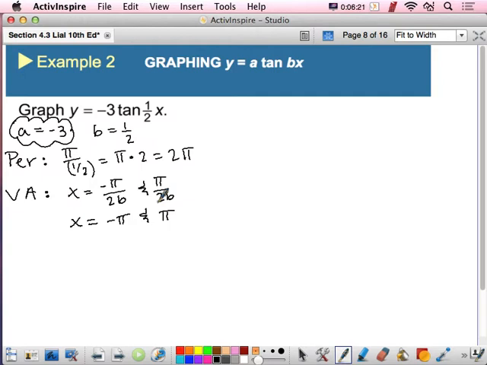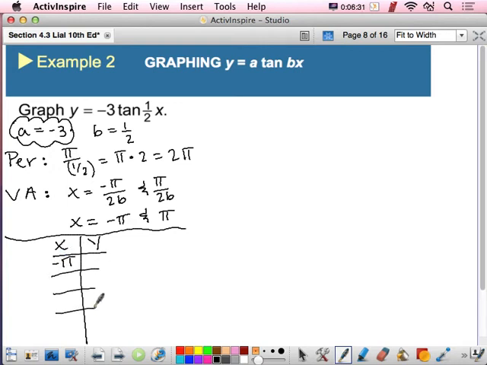Then we draw the table. X, y, negative pi, positive pi. Okay, halfway between is 0, halfway between is half pi. What are these two? Undefined. They're undefined, yeah. This one's also undefined. And the middle one will be 0.